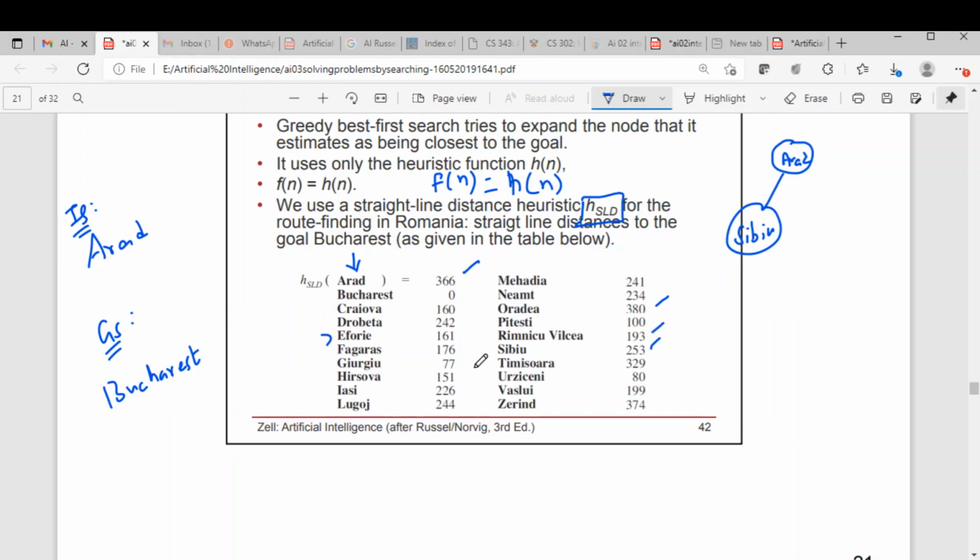And what's the cost of reaching Bucharest from Fagaras? We have Fagaras also, right? Where is Fagaras? Fagaras 176. Out of this, which is the cheapest cost? 366, 176, 193, 380. 176 is the cheapest cost. So the algorithm will choose this path.